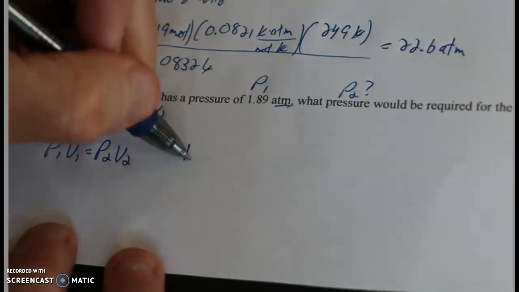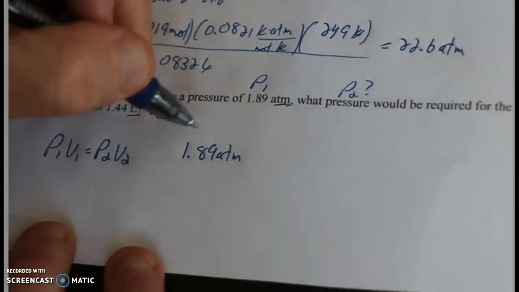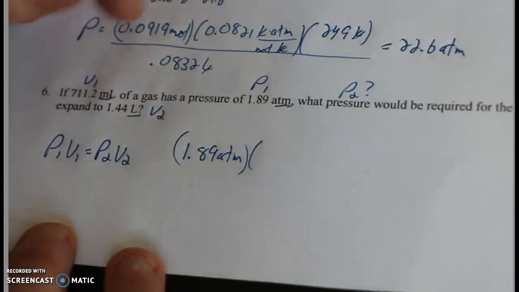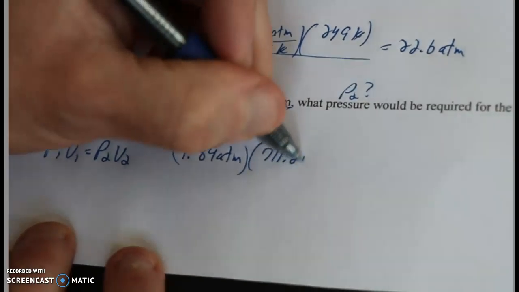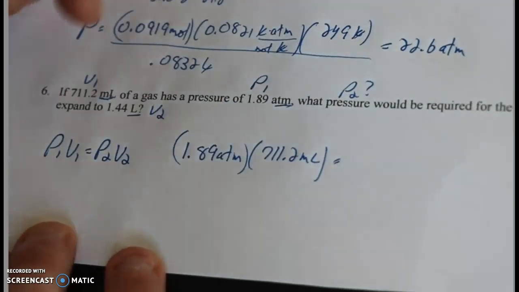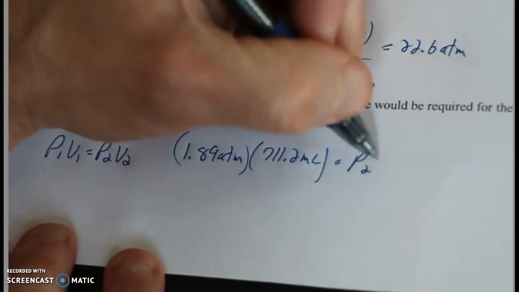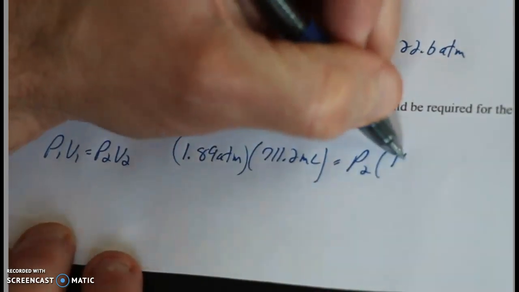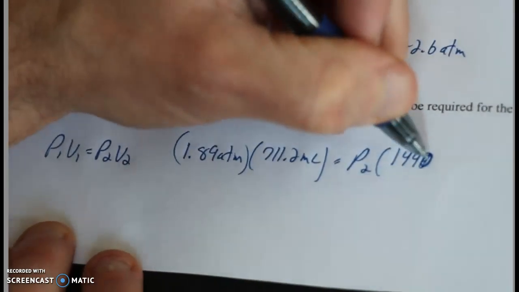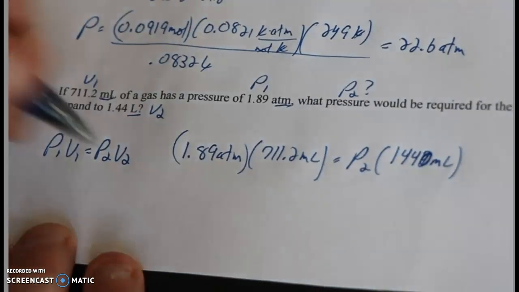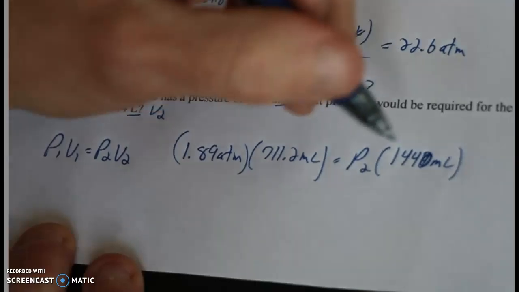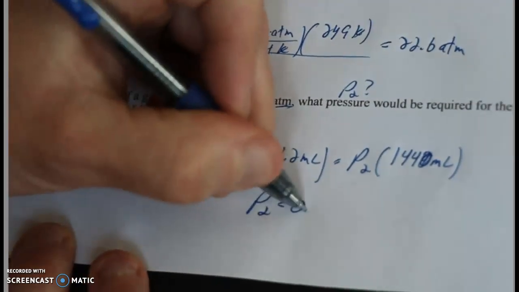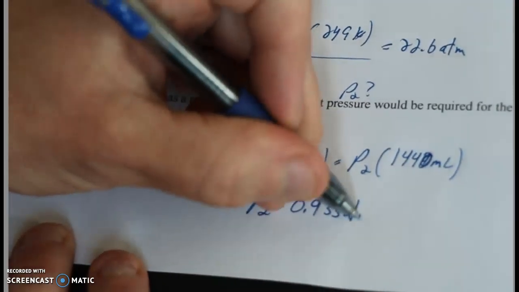So what you end up doing is 1.89 atmospheres. Now I'm just going to leave it in milliliters. You could convert them both to liters. It doesn't matter. They just have to be the same units. And this is why you want to write the units in the problem. We're solving for P2. Now V2, I'm just going to make this into milliliters, so it ends up being 1,440 milliliters. Multiply this side, get an answer. Divide by 1,440 milliliters, and P2 will end up being 0.933 atmospheres.